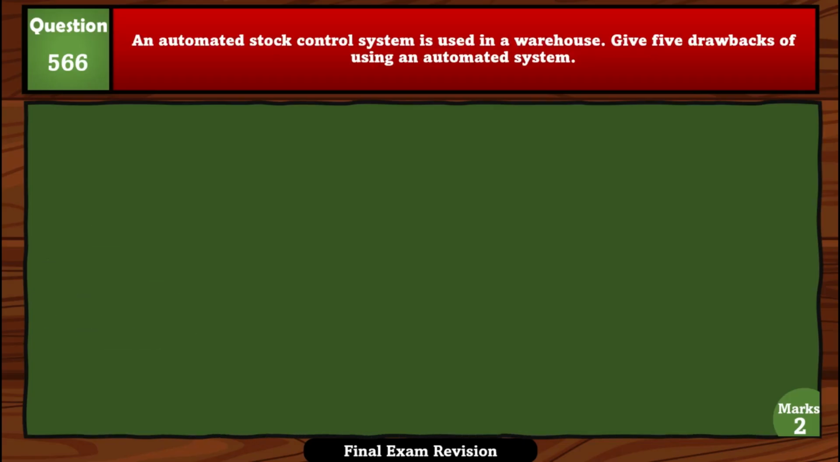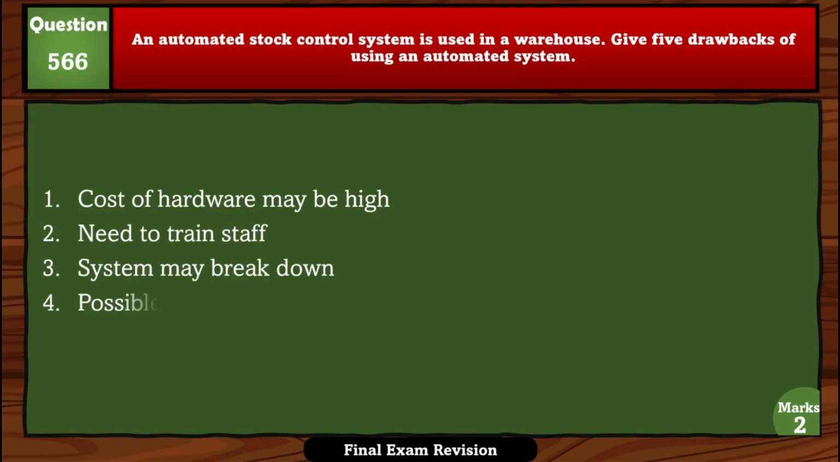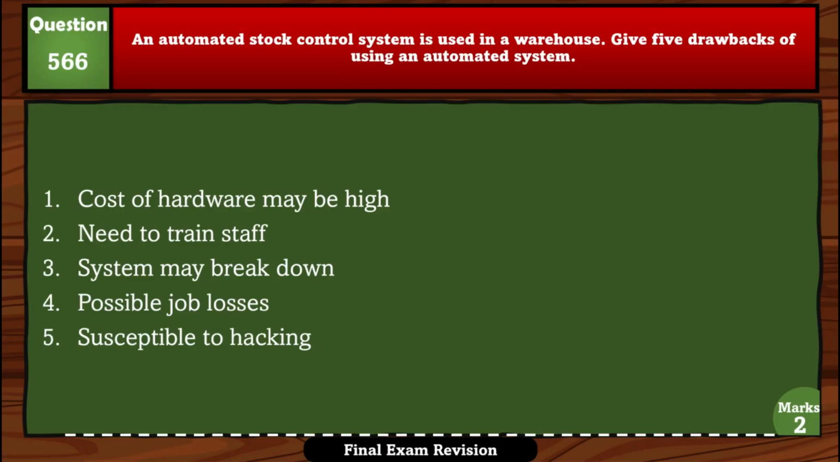Question 566, an automated stock control system is used in a warehouse. Give 5 drawbacks of using an automated system. Cost of hardware may be high, need to train staff, system may break down, possible job losses, susceptible to hacking.